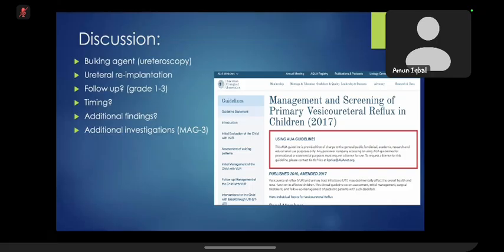So we did take a urological opinion in this case, and the surgeon put a bulking agent on the distal left ureter, and the patient was followed up, and she was totally normal. Okay. So the additional findings, which I have already told you, it's important to find out what is the cause of reflux, particularly in the female babies.